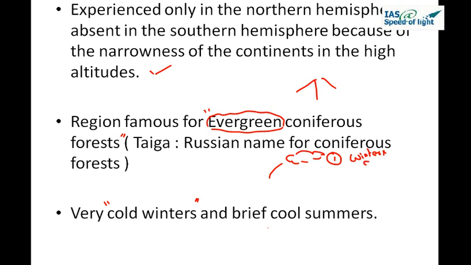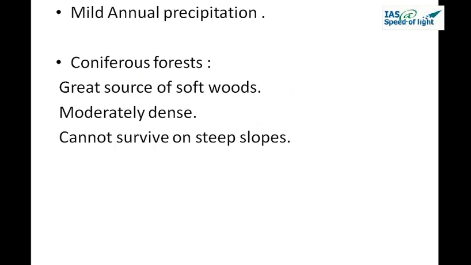Winter snow. And the second thing is, again, it's the interior of the continent, so we are going to get some convectional rainfall because of the high and low pressure. So we are going to have summer rainfalls. Summer rainfall. So rainfall throughout the year, but again it has to be summer maximum. And very, very cold winters. So mild annual precipitation.